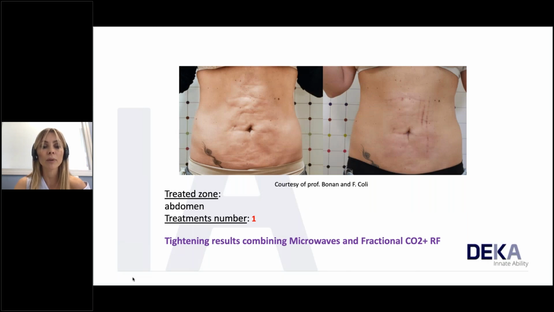Eventually, it's possible to combine it with the fractional CO2 laser. In this case, we can perform the treatment with the fractional laser at the beginning, and when the skin is completely healed, we can perform the treatment with Onda. Or we can start with Onda and then perform the treatment with fractional CO2. In this case, the treatment with fractional CO2 can be performed even the day after.